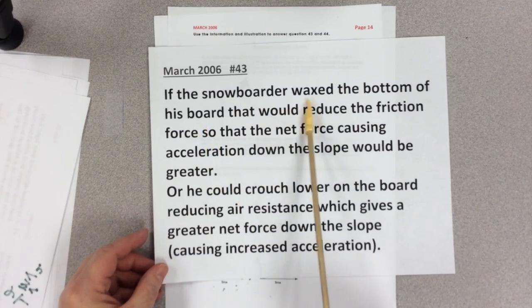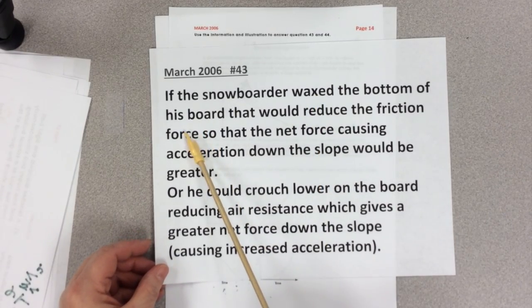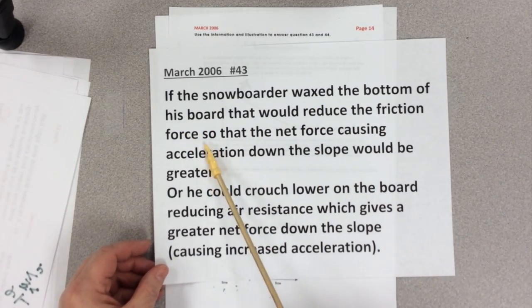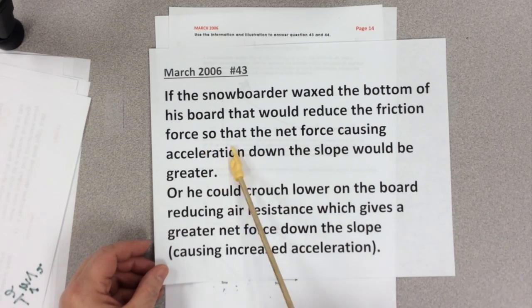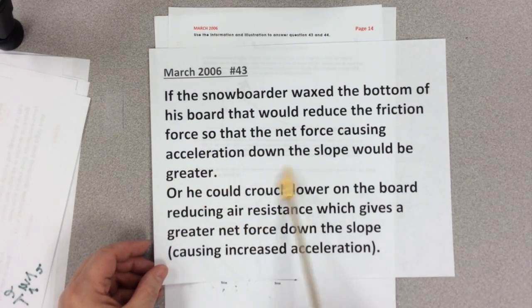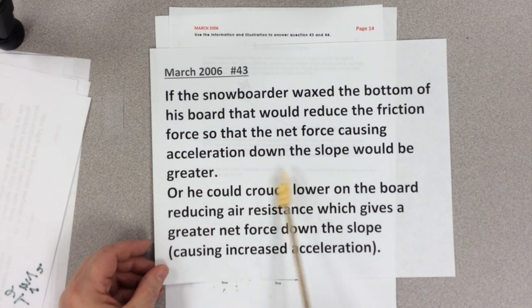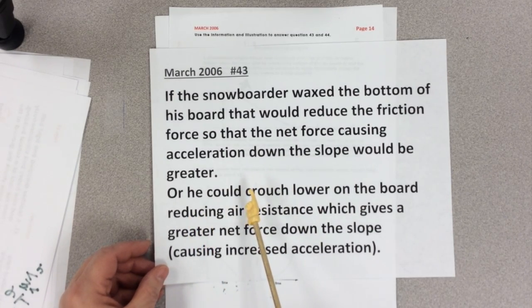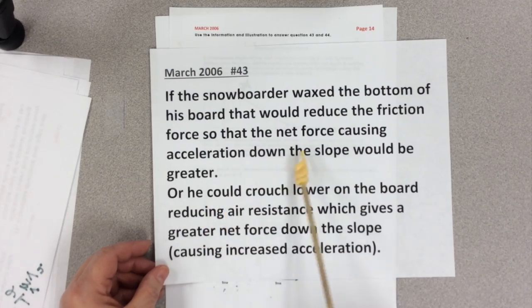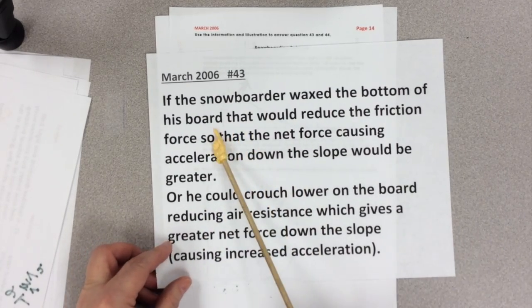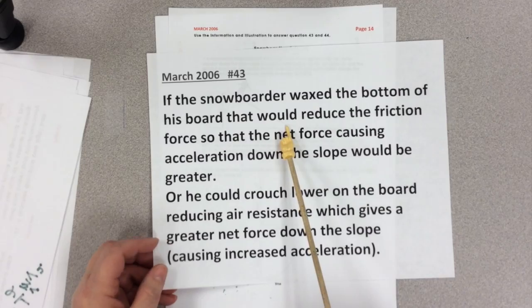If the snowboarder waxed the bottom of his board, that would reduce the friction force between the board and the snow. So his acceleration down the slope would be greater. So imagine if he put sandpaper on the bottom of his board. I think that would slow him down, much the same way waxing the bottom might speed him up.